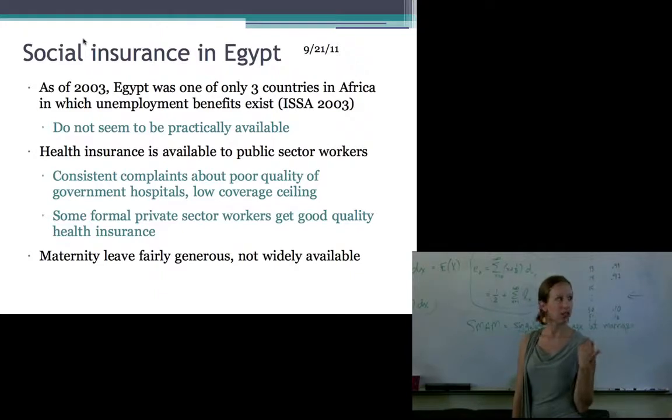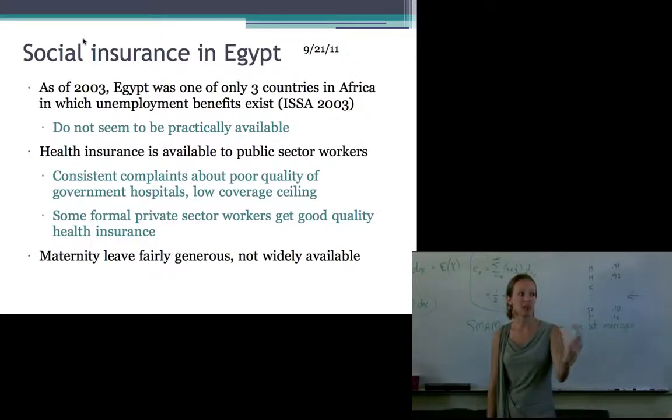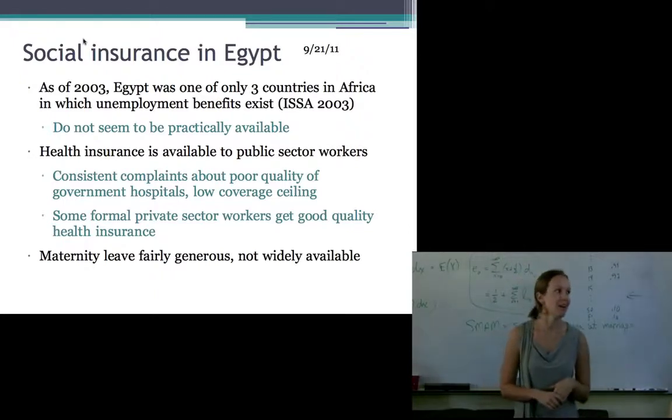And the medicine benefit, a lot of the older people would complain that it didn't cover enough of their prescriptions. So basically, people didn't find it that important. They thought the idea was nice in the abstract, but nobody really used it. Some formal private sector workers, people who have the good jobs in big companies that actually follow labor regulations, did actually get decent health insurance and were very happy with it.